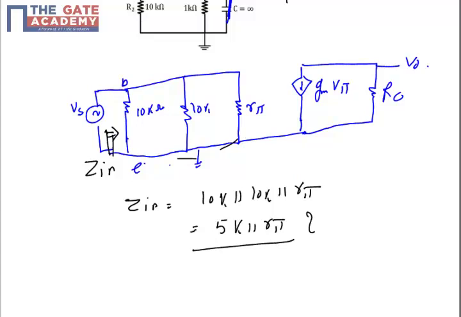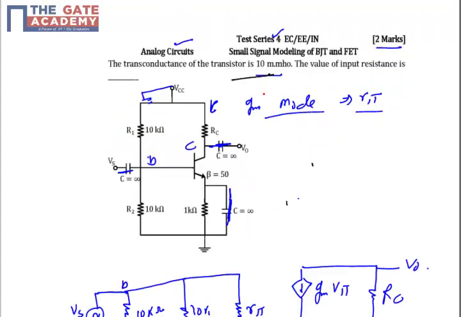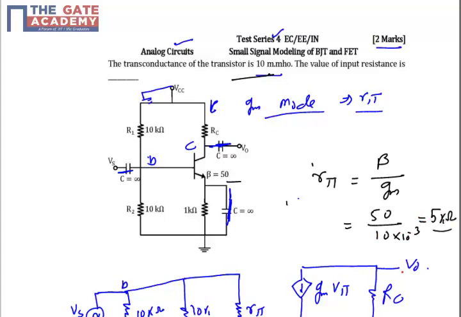I don't know r-pi, but for the calculation of r-pi only gm is given to you. What is r-pi? r-pi is defined as beta by gm, that's how r-pi is defined in the r-pi model. Beta is given to you, I guess. The beta given is 50. So it is 50 upon gm, which is 10 into 10 raised to the minus 3. So r-pi comes out as 5 kilo ohm.